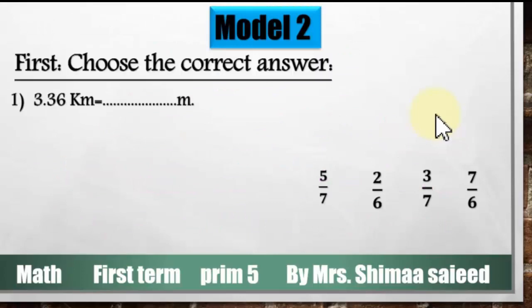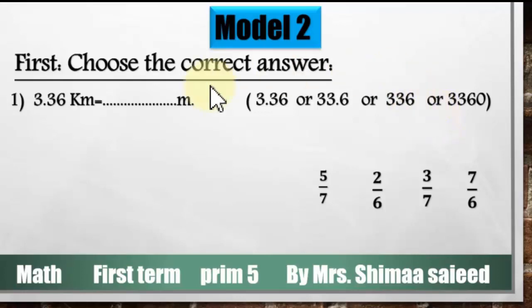Model 2. First choose the correct answer. 3.36 kilometer equals, is it 3.36 meter or 33.6 meter or 336 meter or 3,360 meter? When we convert kilometer to meter, we multiply the number by 1,000. So 3.36 times 1,000 equals 3,360.